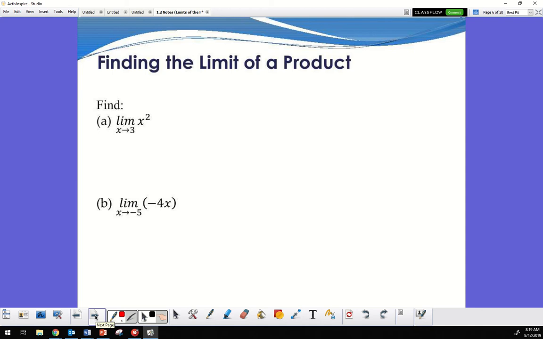All right, for this one right here, what would I do with this one? Plug it in, right? Is there a restriction? No. I can just plug it in, right? So that means it's going to be 3 squared, which is 9. There we go. For B, is there a restriction? Nope. So what do I do? Plug it in. My answer is?